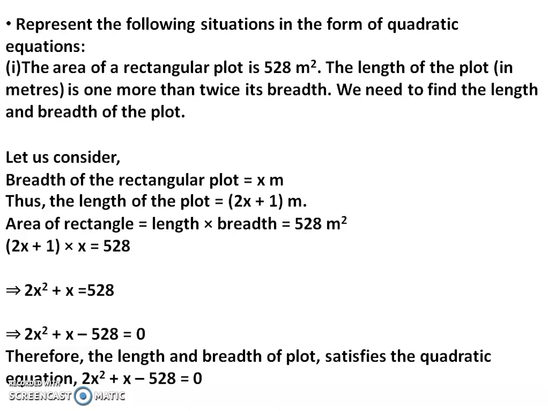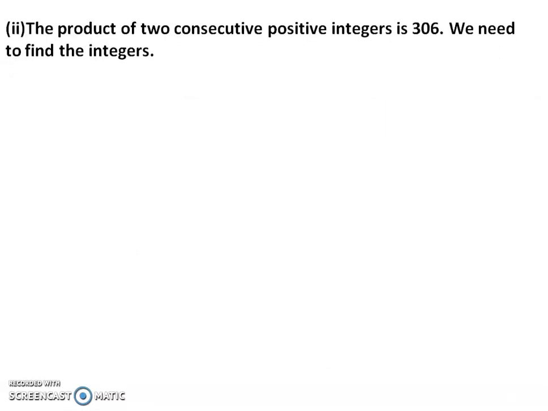We'll stop it here. You have formed the quadratic equation from the given question. Let's see the next question. The product of two consecutive positive integers is 306. Product of two consecutive positive integers.